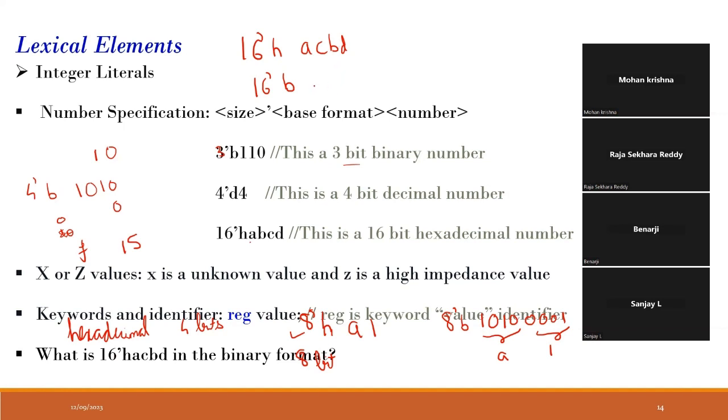So A, I will write it as 1010. Okay, C, I will write it down. A is equivalent to 10. C is equivalent to 12. No, 12 is 1100. B is 1011. And D is 1101. Yes, D will be 1101.